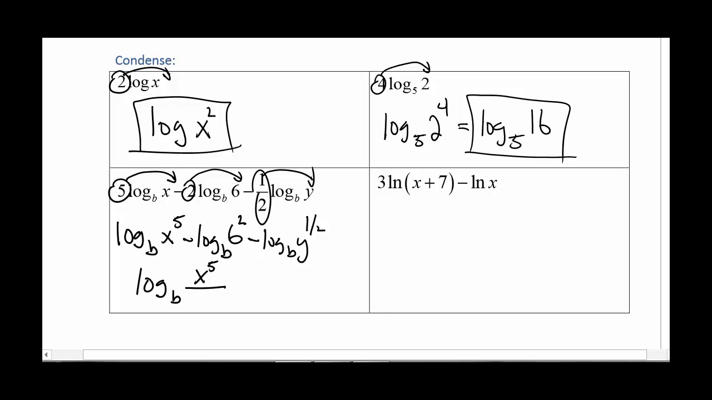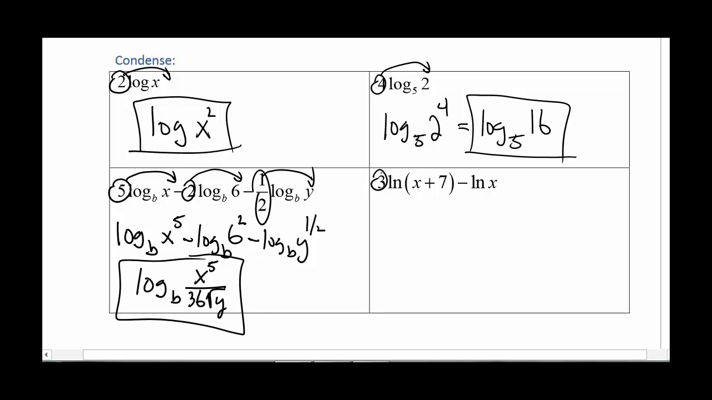So here, log base b of 6 squared is 36, and the minus is with the y, so that tells me the y has to go in the denominator. And of course, what does the 1/2 mean? That means we're dealing with the square root of y. And so that's our final answer.